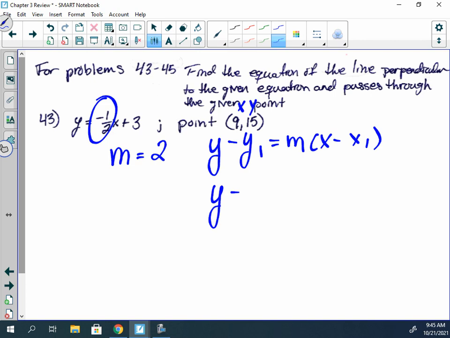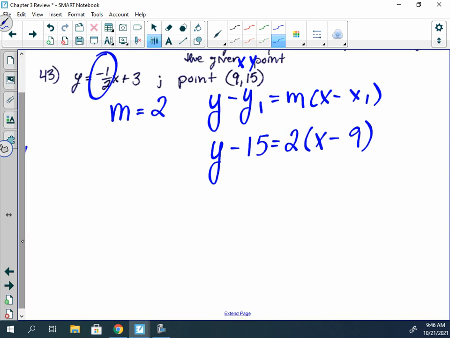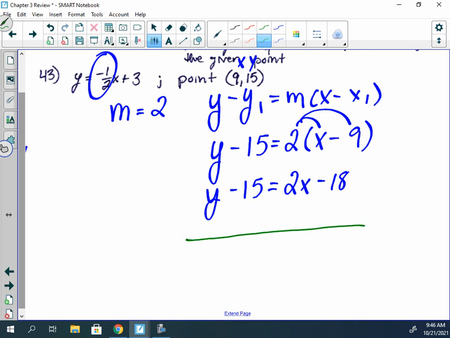Now we use our point, which is x comma y. So our y value, 15, is equal to 2 times x minus 9. The next thing we do is distribute the 2. 2 times x is 2x. 2 times negative 9 is negative 18. So y equals 2x minus 3.